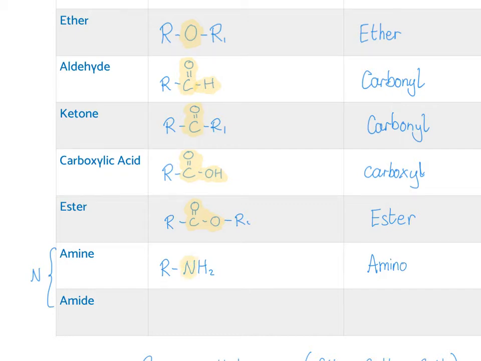And finally, the last one that we're looking at is the amides, when we have an alkyl chain attached to a carbon, double bonded to oxygen, then going across to the nitrogen. And we're going to have different alkyl groups attached to that amide. So the functional group in this case is called the amide. The difference between the amine and the amide is the presence of the oxygen in the amide.